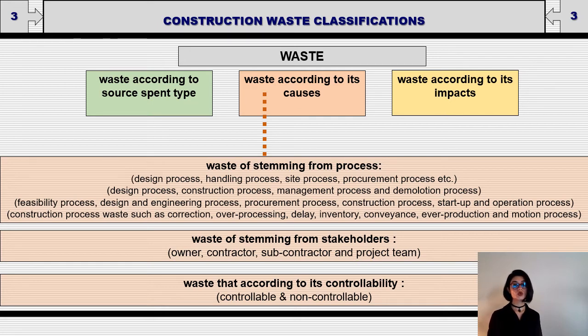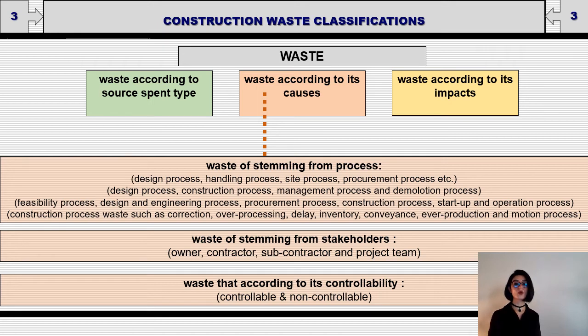In some research, these stemming from process are categorized as feasibility process, design and engineering process, procurement, construction process, startup, and operation process. In some research, this group has been divided into construction process waste such as correction, overprocessing, delay, inventory, conveyance, production, and motion.